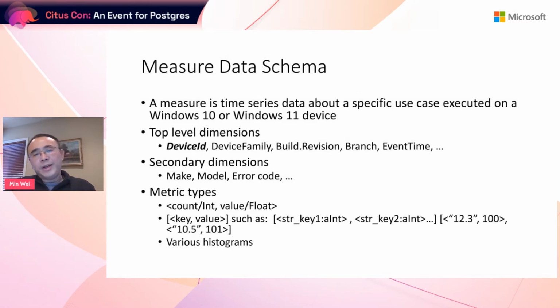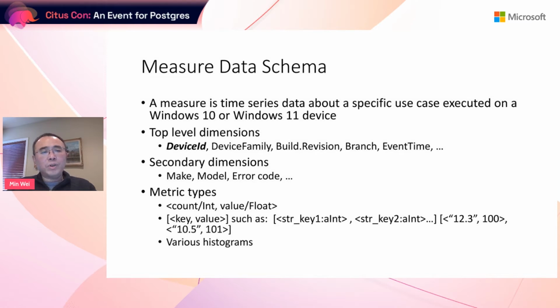Now let's dive into the measure data schema a bit. So what is a measure? A measure is really time series data about executing or exercising a specific scenario. For example, Windows needs to track start menu launch latencies, or Bluetooth or Wi-Fi network connectivity, and of course, these days, audio and video quality. For each of those areas, we sometimes have hundreds of measures to track them.